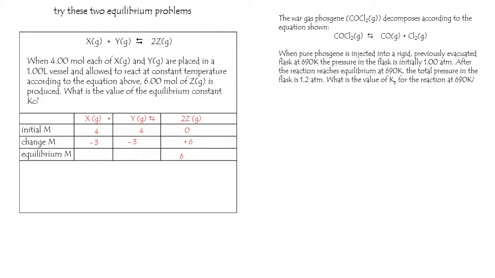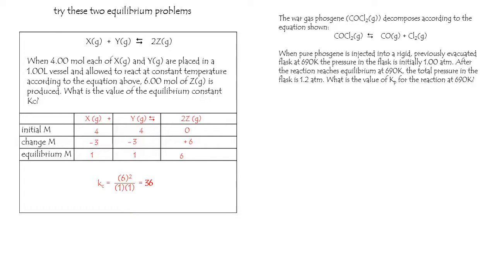Filling out the chart, we can see that we have values of 1, 1, and 6 for each of the reactants and products respectively. Setting up the expression, the equilibrium constant will be equal to 6 squared, since coefficients become exponents, over 1, and 36, a nice healthy equilibrium constant.